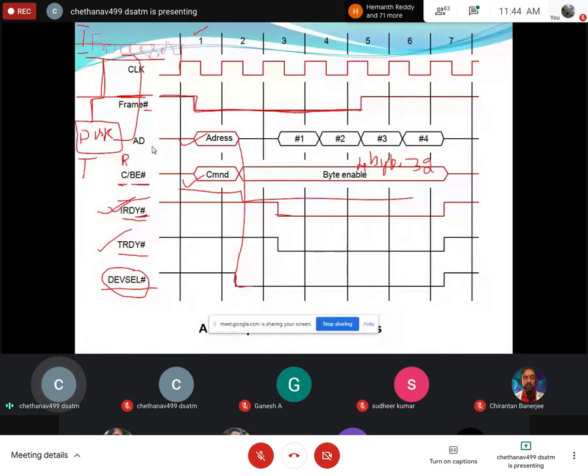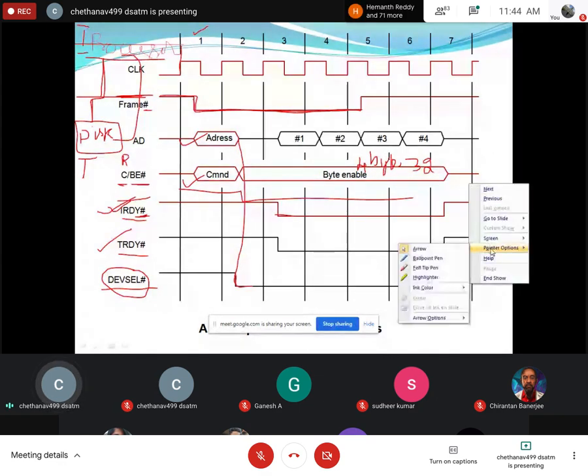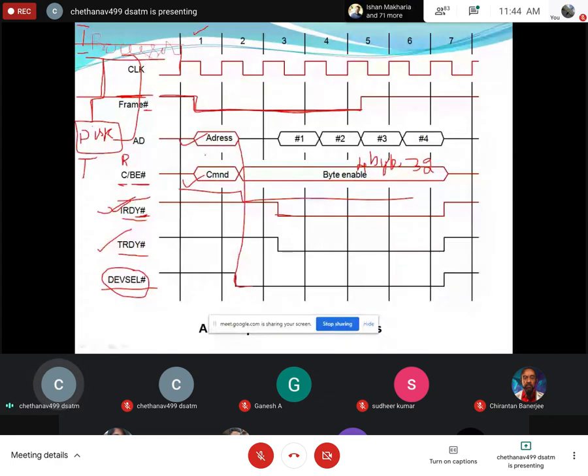Okay, and that's the thing. So as soon as it puts the address, it will give a command also. What command? Whether I should read the data or write the data. So the command should be what here? Read the data. So how much data is it supposed to read? Here it has enabled 4 bytes. So 4 bytes of data it needs to read.